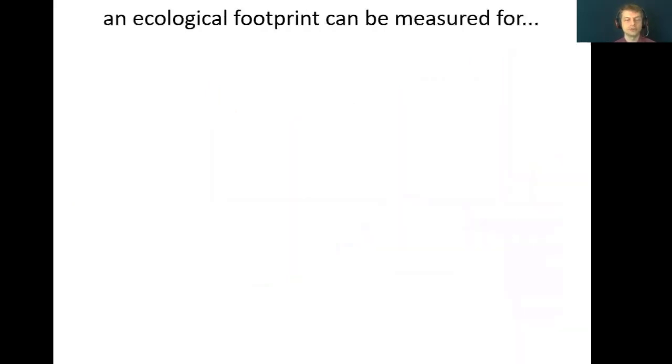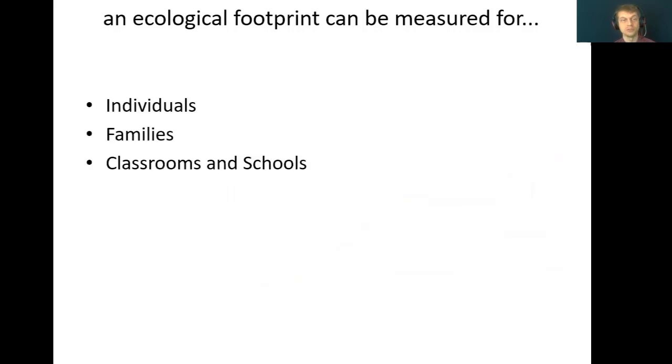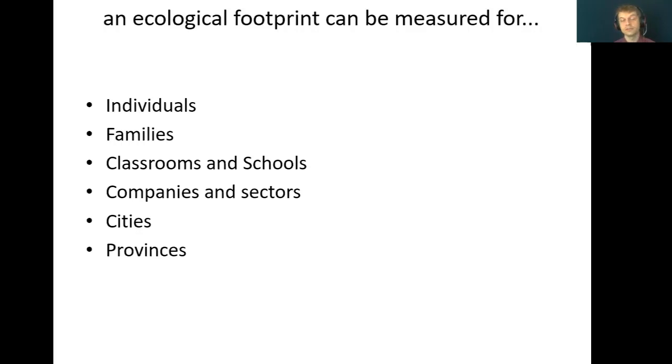Now, an ecological footprint can be measured for individuals, and it can also be measured for families, where we add up all the individuals within that family. We can measure it for classrooms and schools. We can measure it for companies and sectors. And when I say sectors, that means all the companies that produce similar things, such as all the companies that produce concrete, for example. It can be measured for cities, and it has been for a couple of cities in Ontario that are attentive to this. And it can be measured for provinces and states and various regional levels of government, and also for countries as a whole. And what's also very impressive is that an ecological footprint can be measured for everyone on Earth.